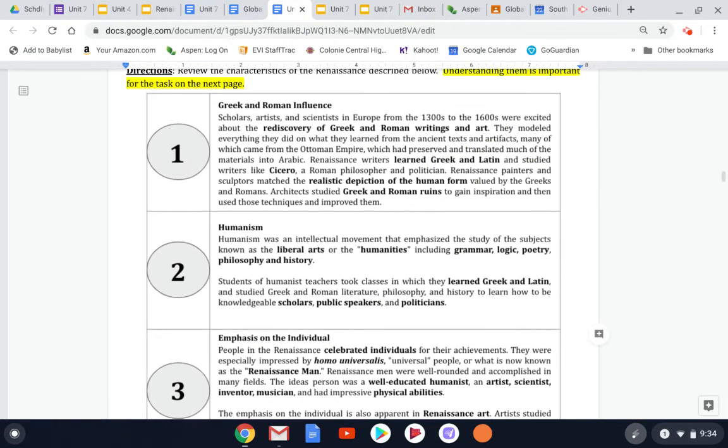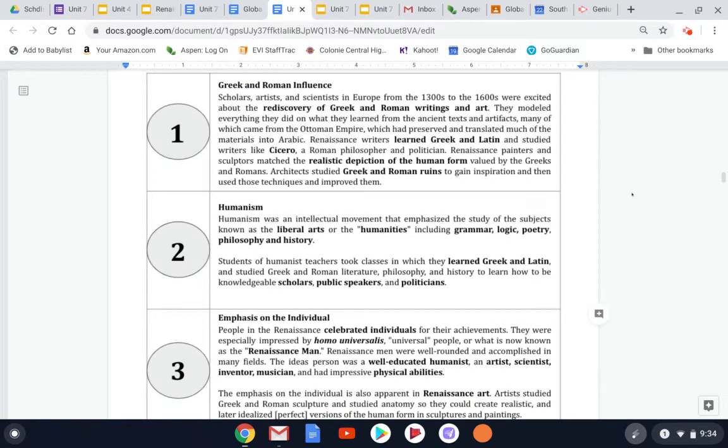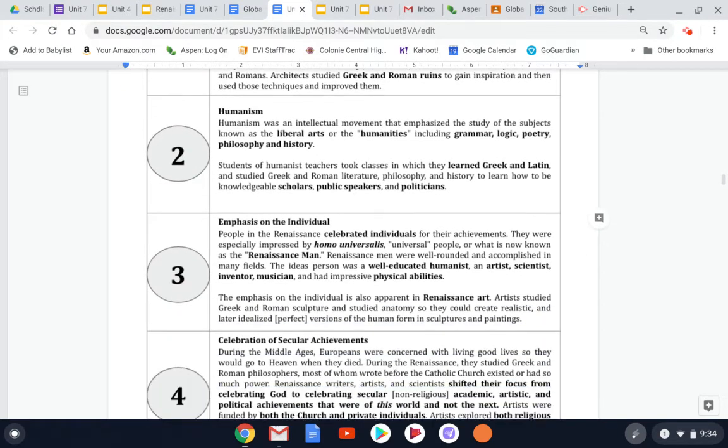So take a moment and pause here and read over this set of 4 characteristics a little bit closer so that you have a good idea of what these terms mean.